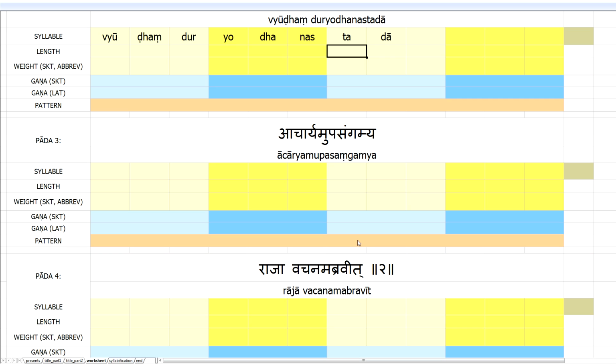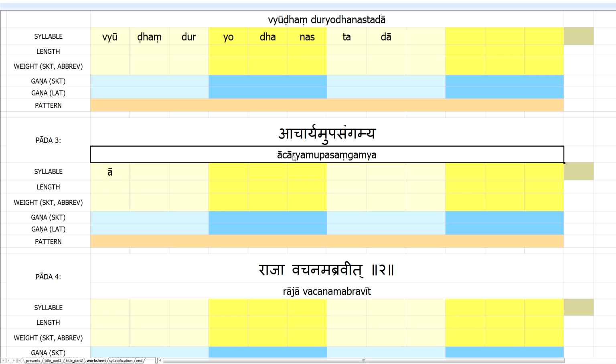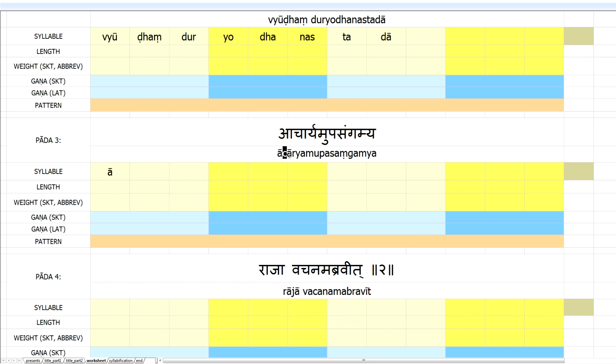Now to pada 3. Acaryam upsangamya. Okay, we have a single consonant here in between two vowels, so that must move to the right. Therefore, the long a in the beginning is a syllable on its own. We have a two consonant cluster here with r and y, and the r has to move to the left and team up with the long a.